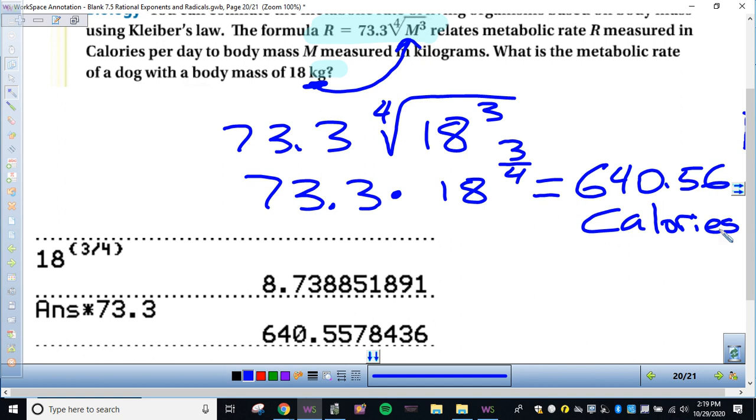So that's how much your dog can eat. What the hell does that mean? What is the metabolic rate of a dog with a body mass? Oh, so that's how many calories your dog would burn to maintain its weight.